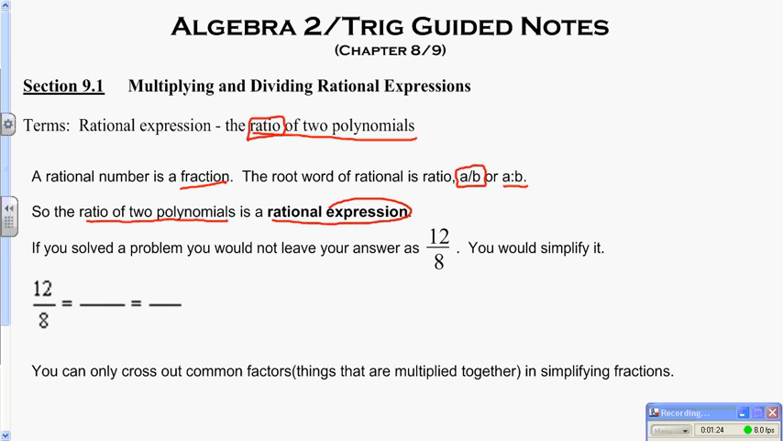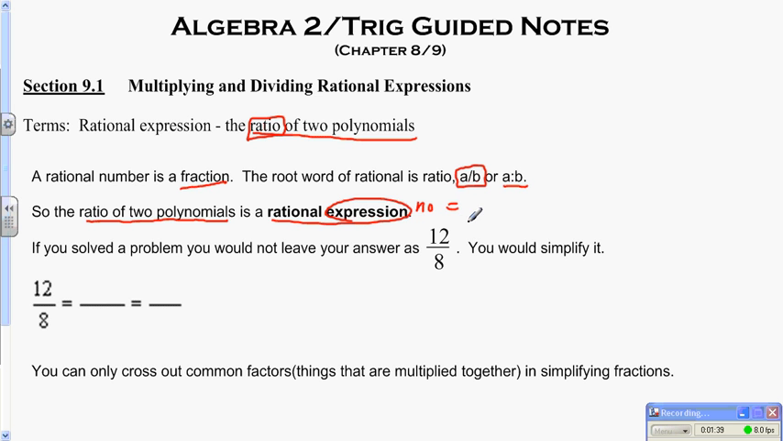Now expression means we have no equal sign. It's just an expression, and we're being asked to simplify them. Later we'll get involved with solving rational equations, but right now just expressions.